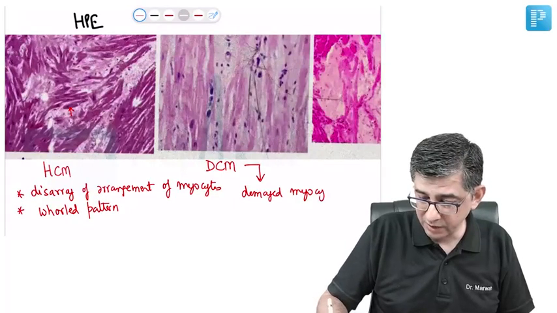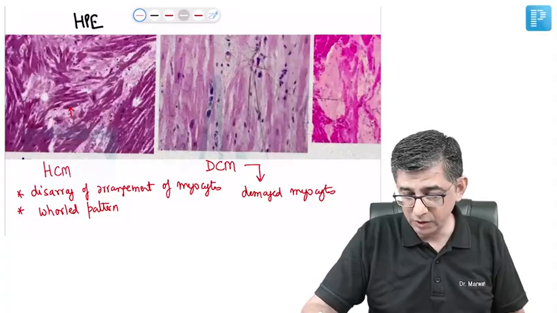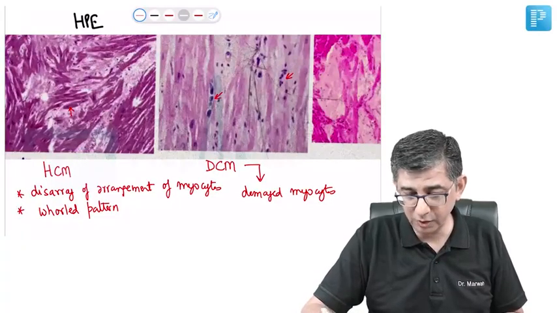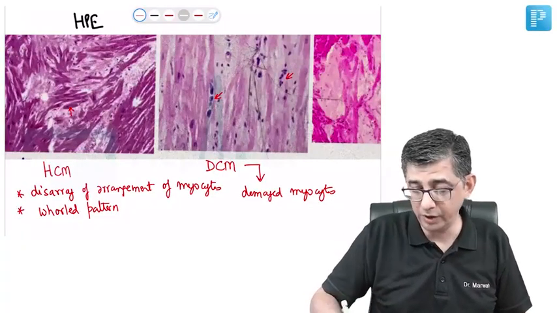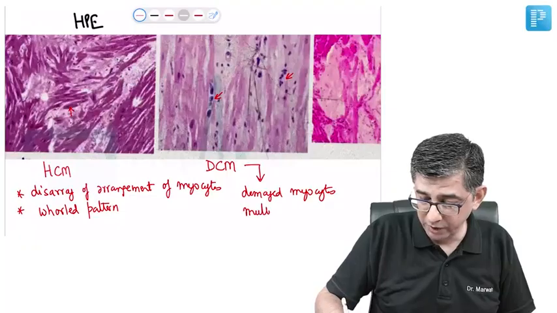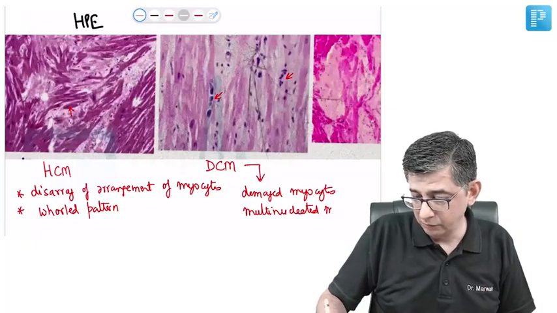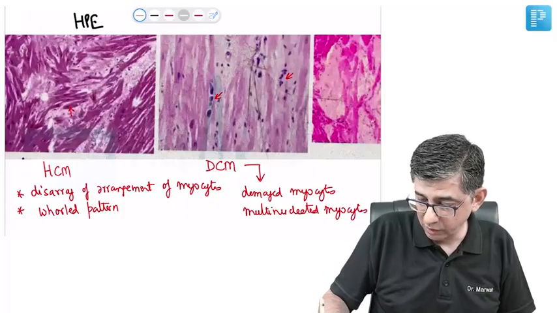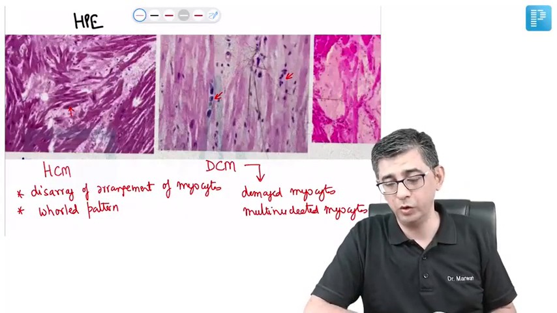And how can I say that they are damaged? If you look at these nuclei present, it looks like multinucleated. So it's like a fragmented nucleus here. So multinucleated myocytes would be present. Whenever you read these terms or if they give you a slide like this, you should be able to pick it up.